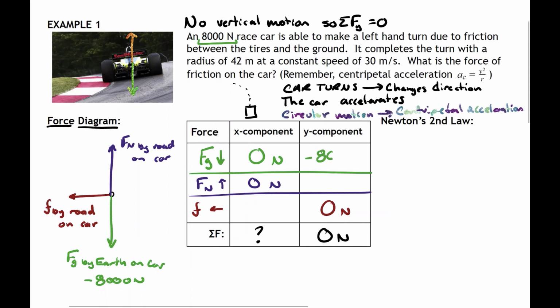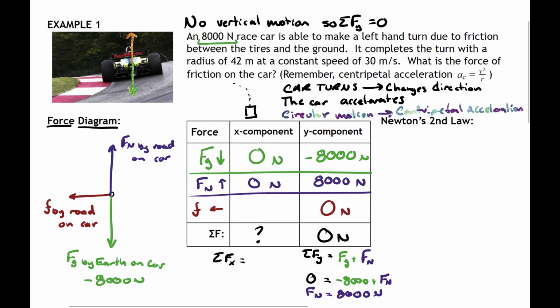Now this tells us the force of gravity is negative 8,000 newtons. We know that it's negative because it's down. We can find the net force by adding all the forces in the y direction. So 0 equals negative 8,000 plus our normal force, which makes our normal force 8,000 newtons upwards. We can do the same thing in the horizontal direction. There's only one force, so the net force in the x direction is equal to the frictional force.